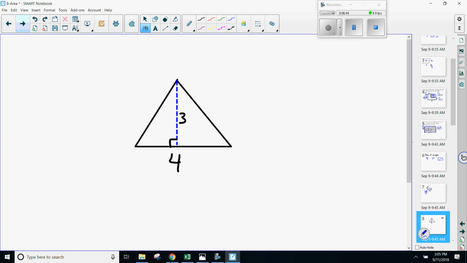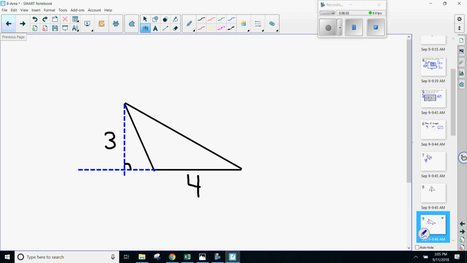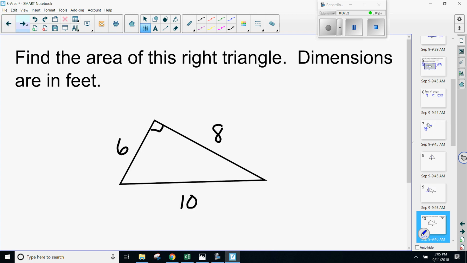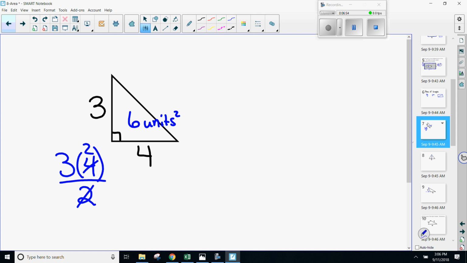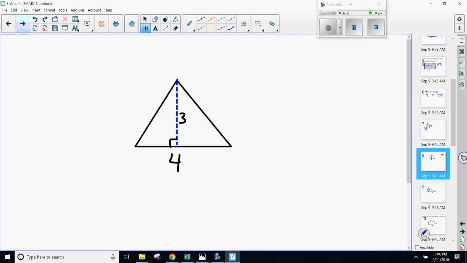What if you happen to have an acute triangle? The other one was a right triangle. All right, we have a right triangle. You take the base times the height. When you have an acute triangle, the height is found inside. It's always that perpendicular distance. What is the area of that triangle? The area of the whole triangle is 6 again. So it's just 6 square units.